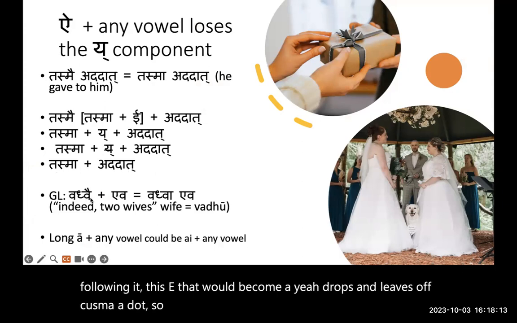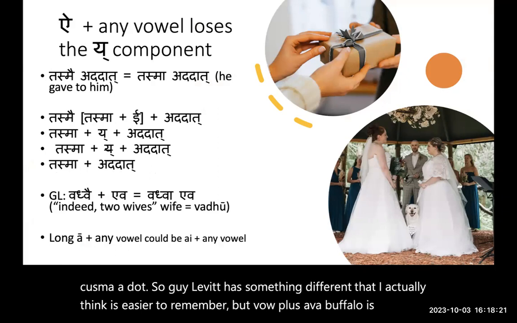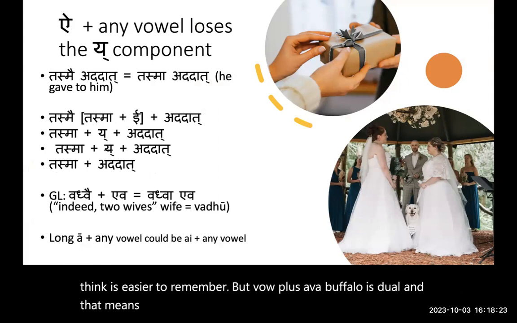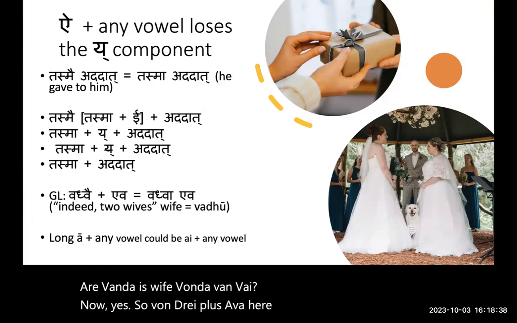So Guy Levitt has something different that I actually think is easier to remember. Bahvau plus eva. Bahvau is dual, and that means two, as in two wives. So Vandau or Vanda is wife. Vandvai plus Eva. Here the E would drop off, and you get Vandva Eva.